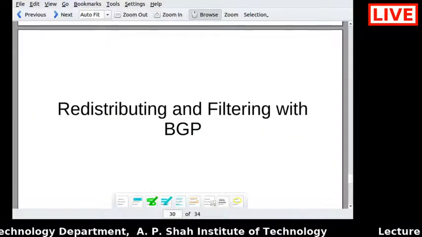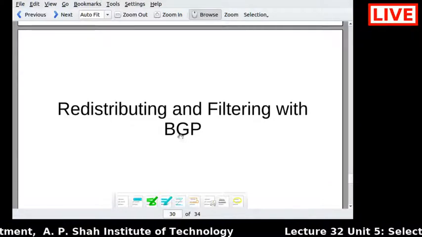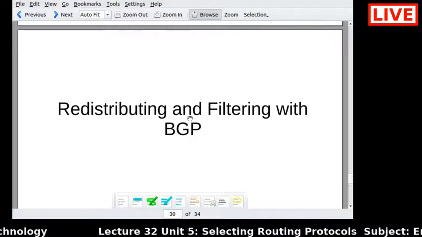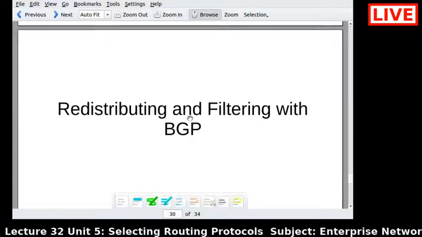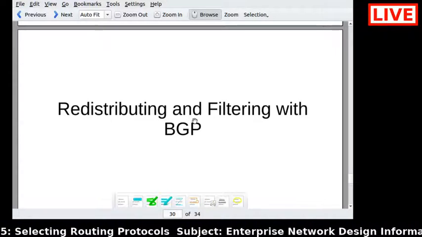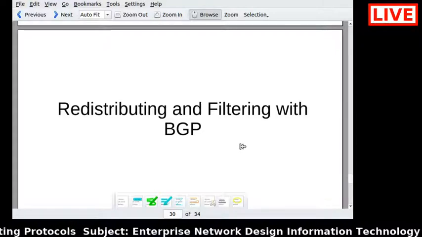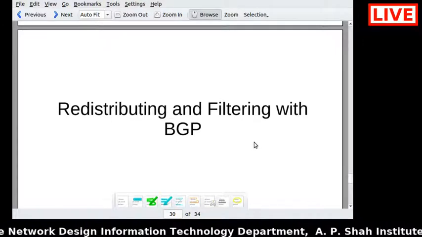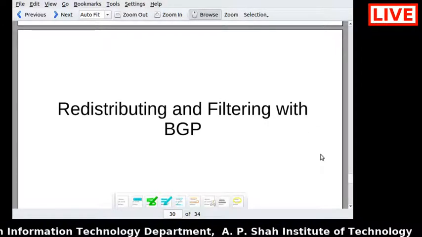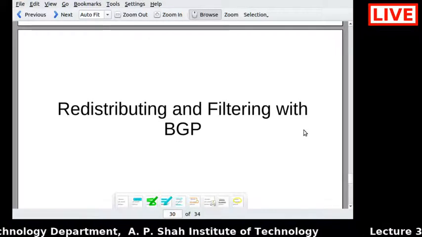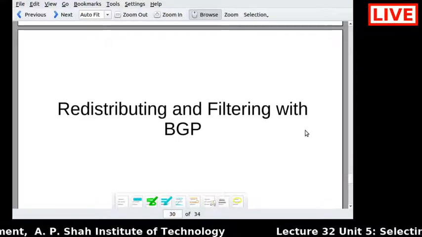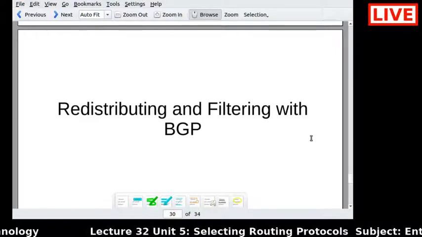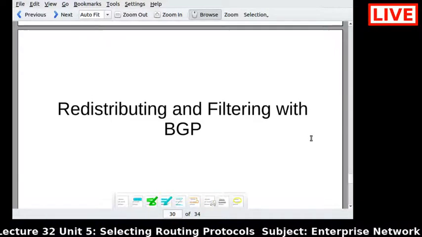Next, redistribution and filtering with BGP. BGP is nothing but Border Gateway Protocol. We know that BGP works between autonomous systems, with communication from one autonomous system to different autonomous systems. At that time BGP will announce only major networks to the external domains, and it excludes any details about the subnet. It will not give any network subnet information to external domains. It communicates only from autonomous system to autonomous system.